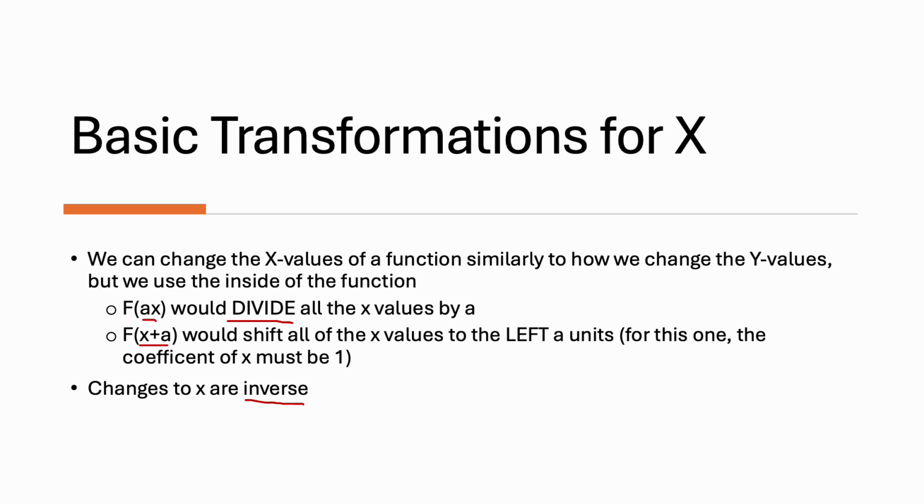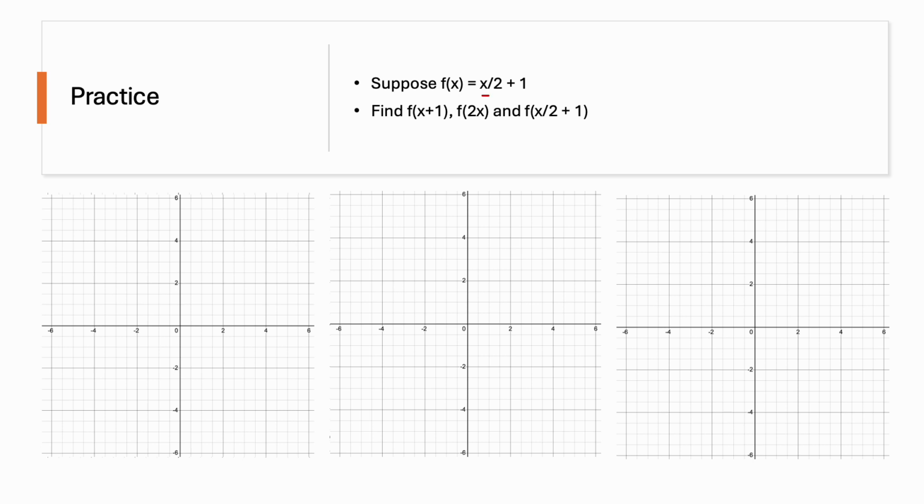All right, let's do some practice. So let's say f of x is equal to x over 2 plus 1. So first of all, let's get our points. Let's use the y-intercept again. So it's going to be 0, 1, because 0 over 2 is equal to 0, plus 1 is 1. And then let's take 2, comma, 2 over 2 is going to be 1, plus 1 is going to be 2. So let's take 2 as our other point.